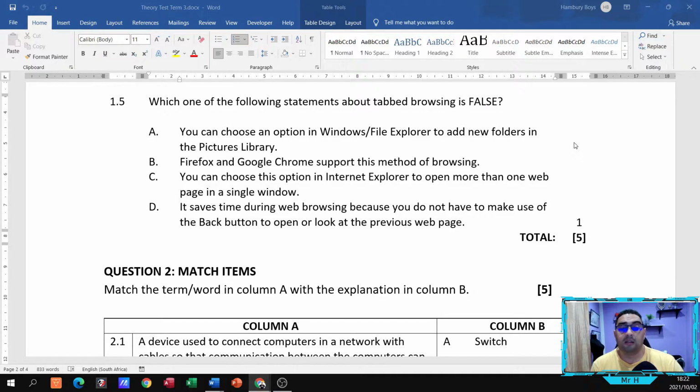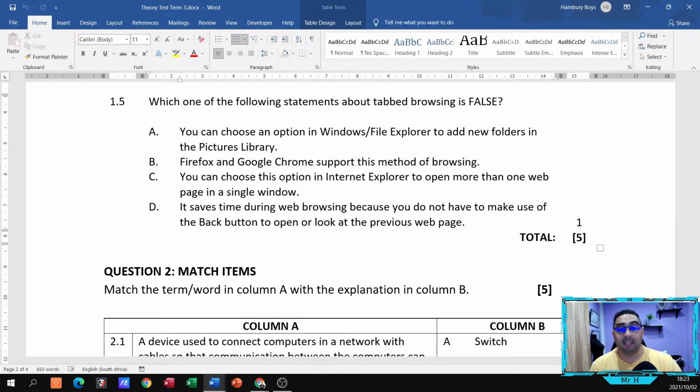You can A, choose an option in Windows File Explorer to add new folders into the picture library. Interesting. B, Firefox and Google Chrome support this method of browsing. That is correct. You can choose this option in Internet Explorer to open more than one page in a single window. That is also true. It saves time during web browsing because you don't have to make use of the back button to look at the previous web page.